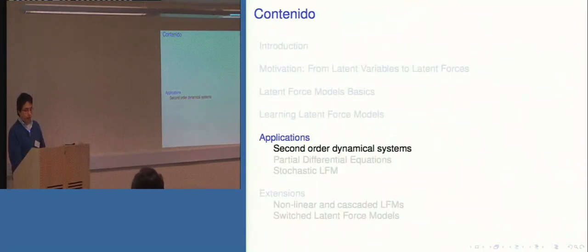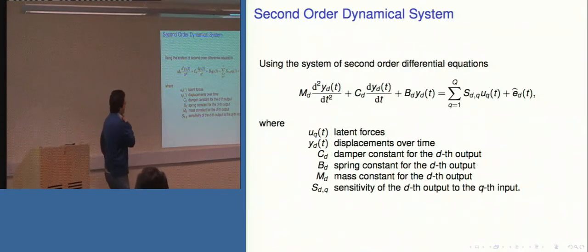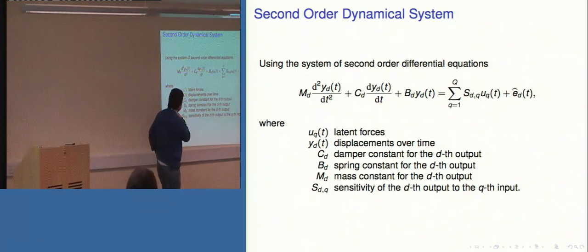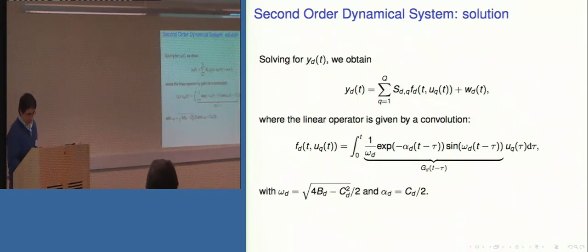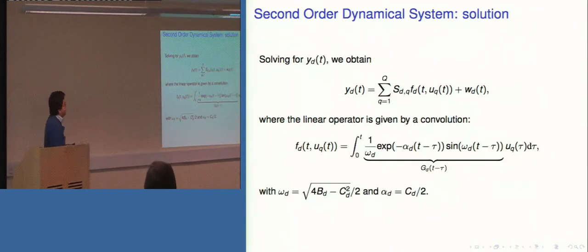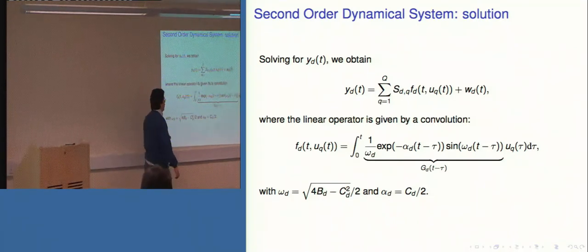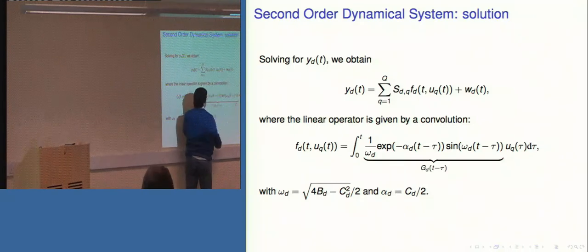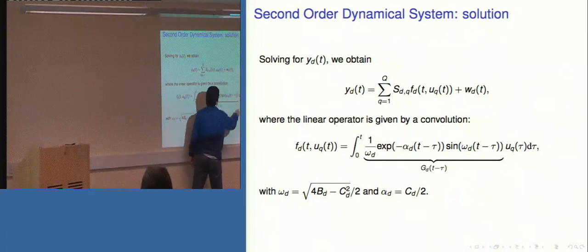So these applications are in second order dynamical systems. Neil was talking about this before. So you have this second order model that you want to use to model motion capture data. If we use the framework I explained before, we will do this. We express the output as this linear combination of the latent functions fd, and each latent function is obtained when you solve this integral. Yeah. So here you have your Green's function. This would be the Green's function associated to your second order differential operator, and this is your latent function.